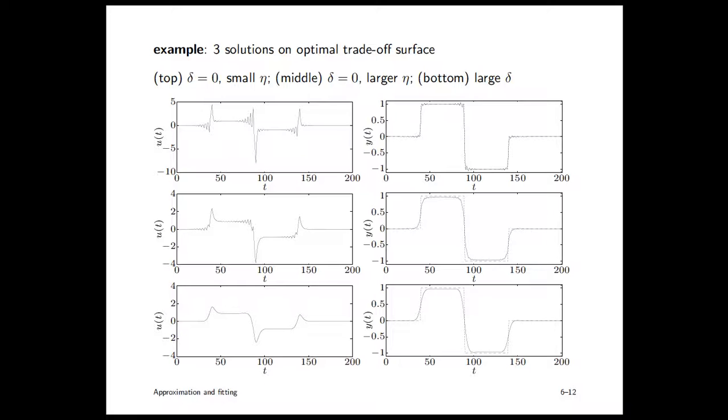These are six figures showing the optimal inputs and the corresponding outputs for three values of the regularization parameters alpha and gamma.